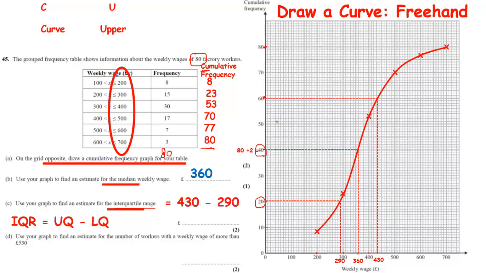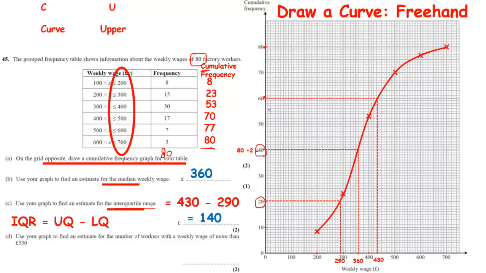Now add 20 plus 40, which tells me where to start for the upper quartile. 20 plus 40 is 60, so I go across from 60, down, and pick up that value, and I make that to be 430. So my upper quartile is 430, my lower quartile is 290. Take your time doing the subtraction. It works out to be 140, and that's my answer. 140 pounds is an estimate of the interquartile range.